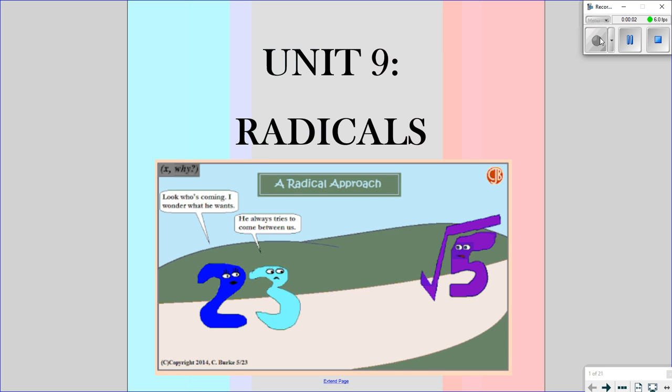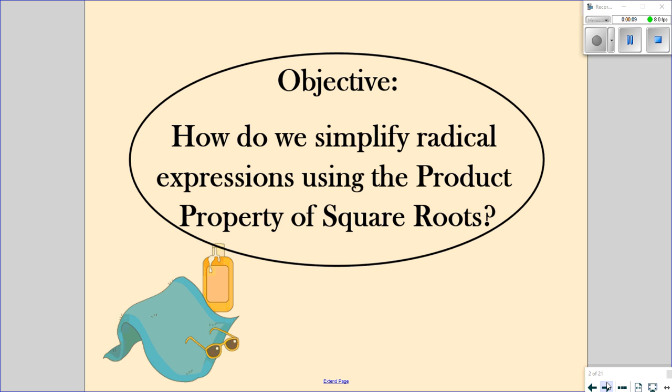Hi, welcome to our new unit, which is going to be dealing with radicals. And the lesson that we're going to be dealing with is simplifying radicals. So the objective is, how do we simplify radical expressions using the product property of square roots?